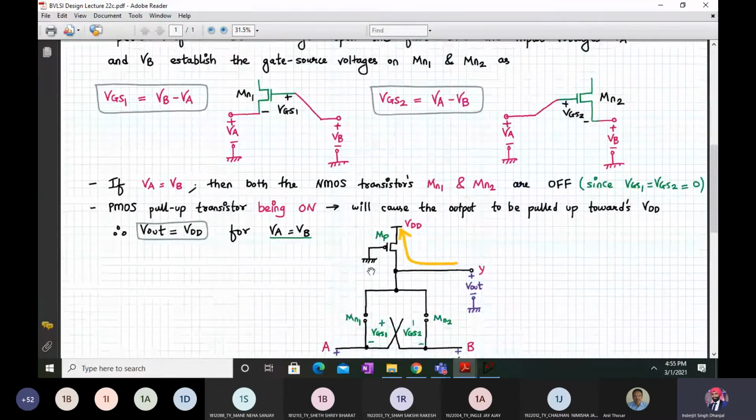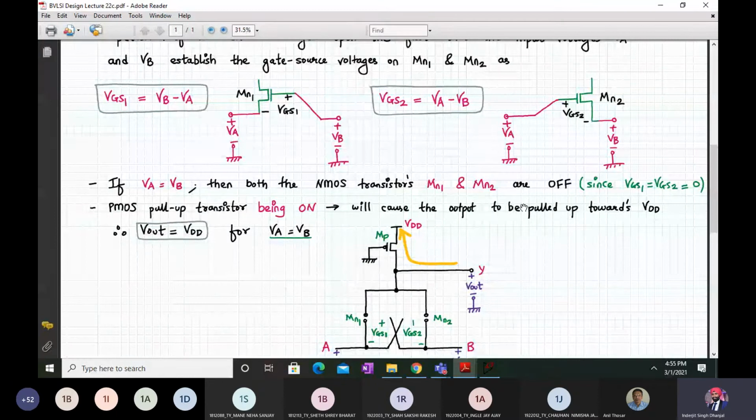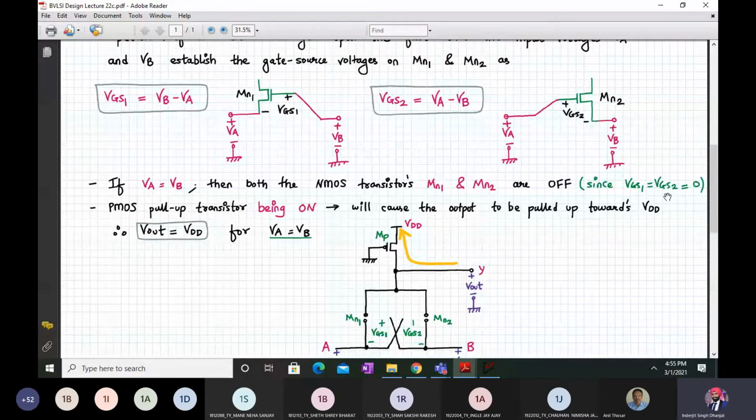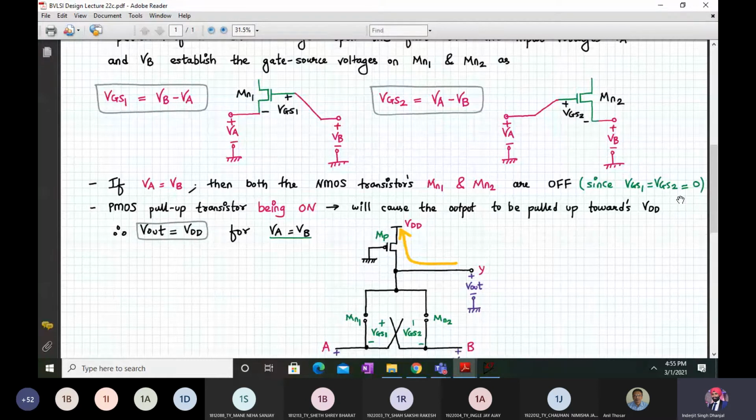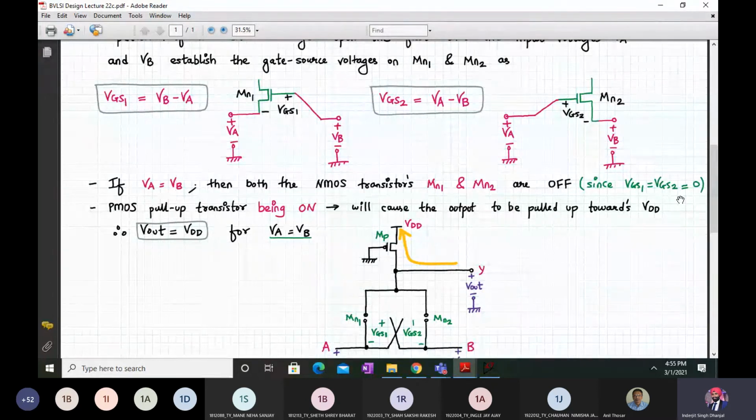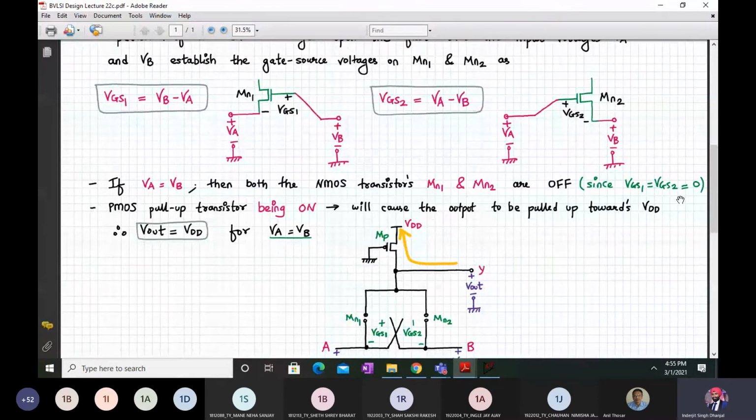Now, whenever both the inputs VA and VB are the same, same means either logic 0 or logic 1, then both the NMOS transistors are off. Now, how do you say they are off? Because here VGS is 0. And you remember the number one rule for an NMOS transistor to be off? It is if VGS is less than VT. And for an NMOS transistor to turn on, VGS should be greater than VT.